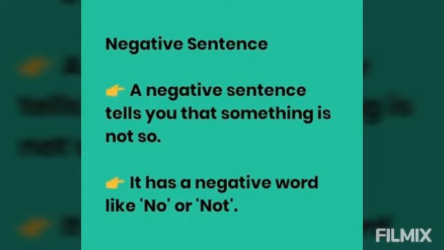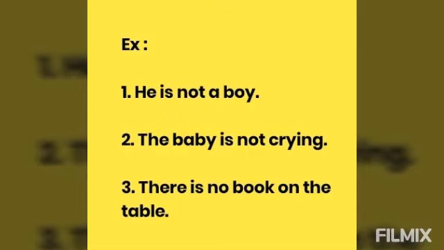Now we will see about negative sentence. A negative sentence tells you that something is not so, something is not like that. It has a negative word like no or not in that. Example, he is not a boy. The baby is not crying. There is no book on the table. Yes, children, these are all the examples for negative sentences.